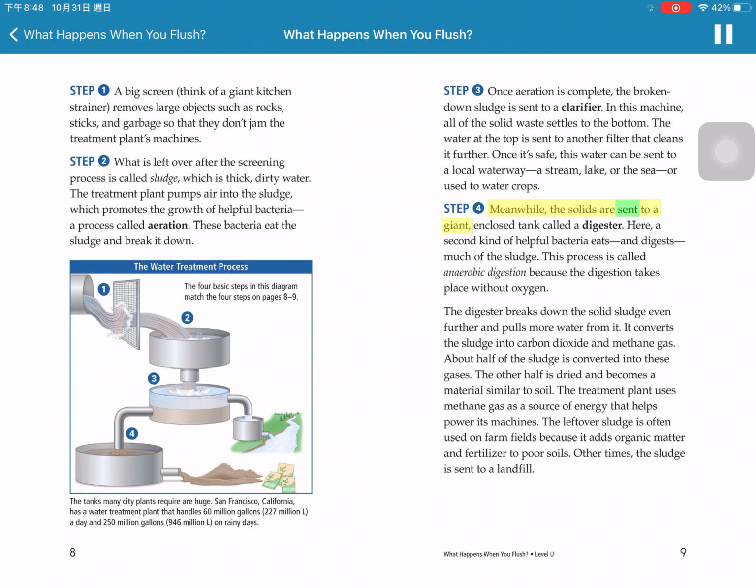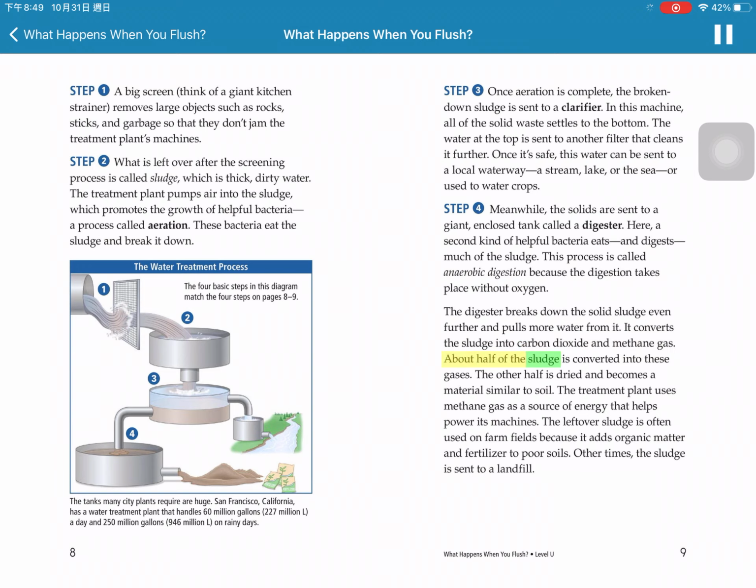The solids are sent to a giant enclosed tank called a digester. Here, a second kind of helpful bacteria eats and digests much of the sludge. This process is called anaerobic digestion because the digestion takes place without oxygen. The digester breaks down the solid sludge even further and pulls more water from it. It converts the sludge into carbon dioxide and methane gas.